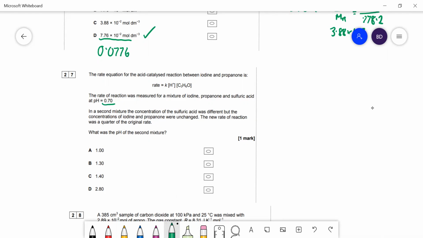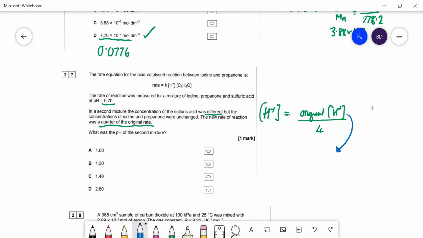In a second mixture, the concentration of the sulfuric acid was different. They keep the iodine and the propanone the same. The new rate of reaction was a quarter of the original rate. Now it's first order, so therefore the new H+ ion concentration is equal to the original H+ ion concentration divided by 4. Let's work out what the original H+ ion concentration was.